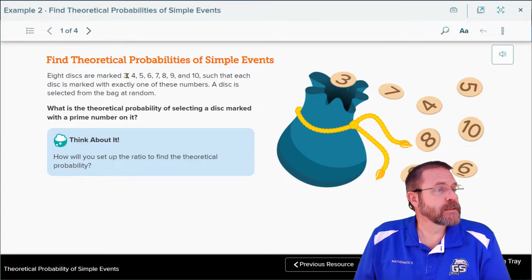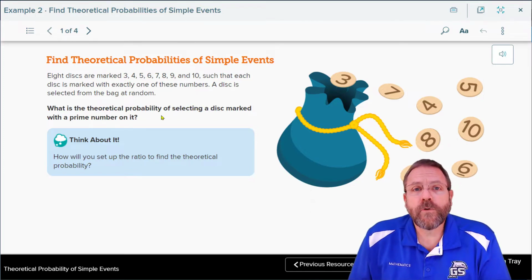It says that 8 disks are marked 3, 4, 5, 6, 7, 8, 9, and 10, such that each disk is marked with exactly one of these numbers. A disk is selected from a bag at random. What is the theoretical probability of selecting a disk marked with a prime number?